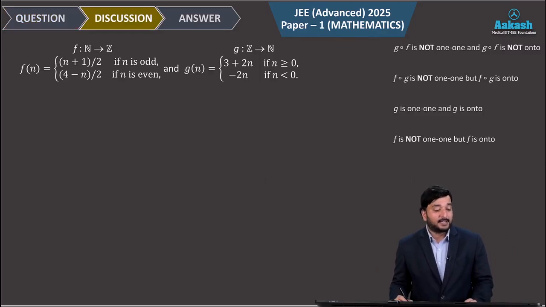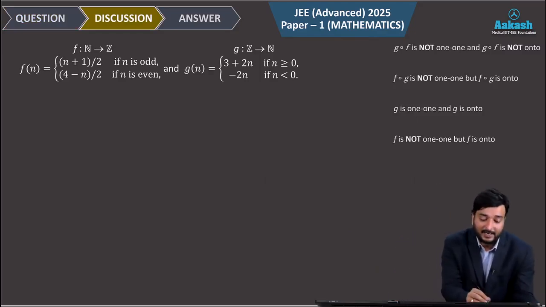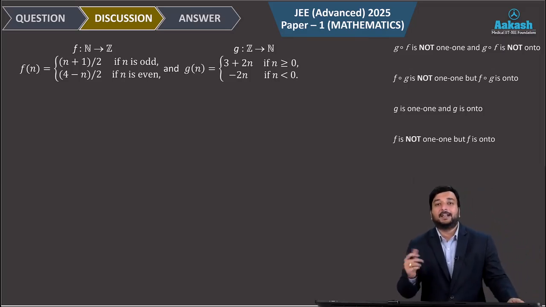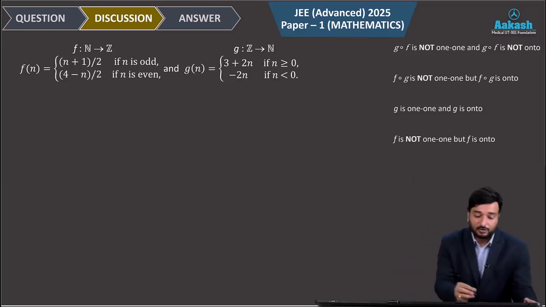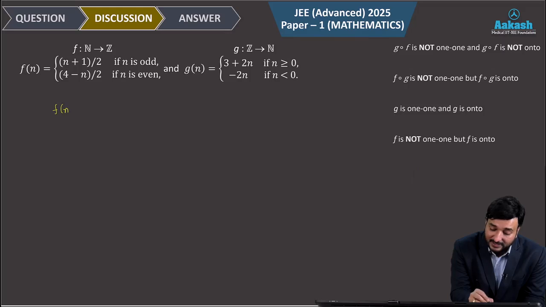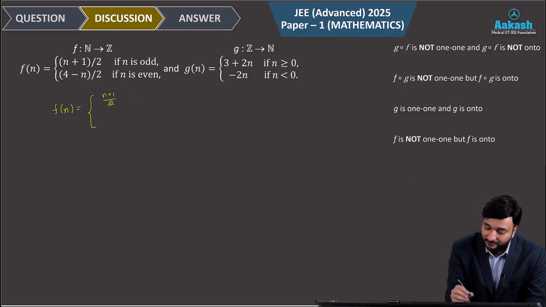Now analyzing the function f of n. Now f of n, as we can see, is mentioned as (n plus 1) by 2 if n is odd. So we can take the number n to be of the format 2k plus 1. So I will rewrite this function as f of n equal to (n plus 1) divided by 2, and this is when n is equal to 2k plus 1, and this function will be (4 minus n) divided by 2 if the value of n is equal to 2k.